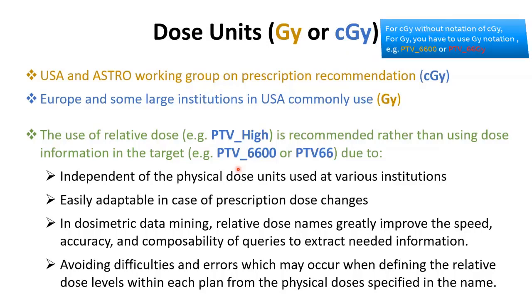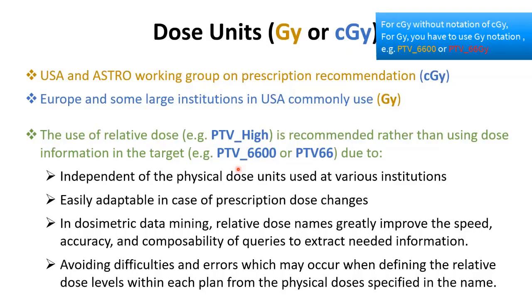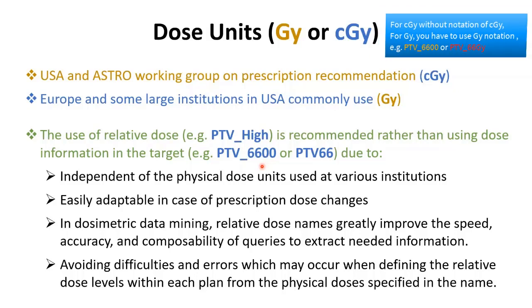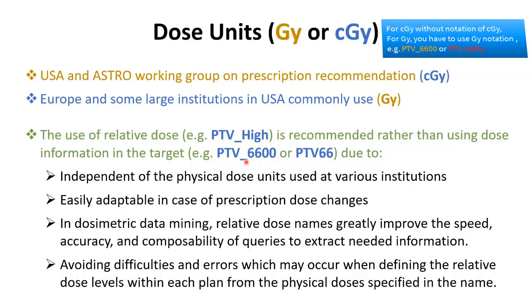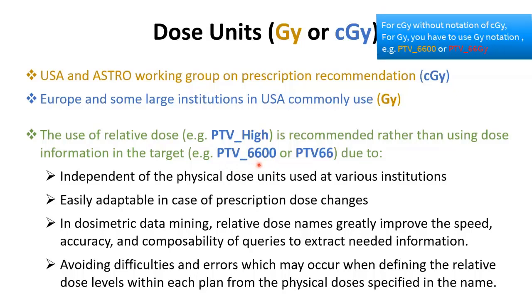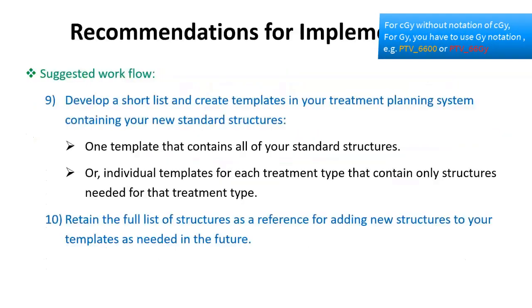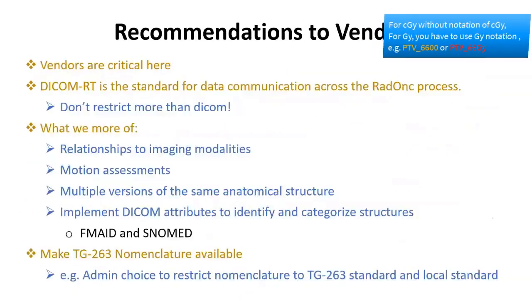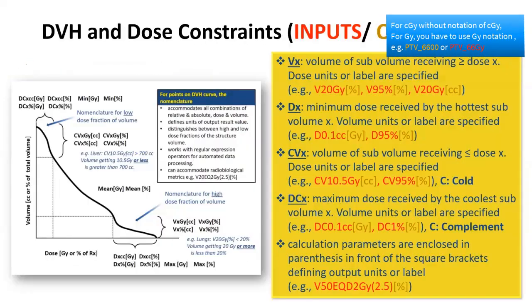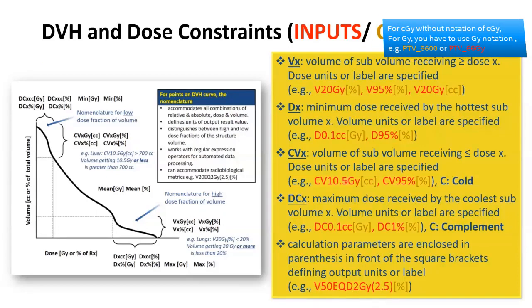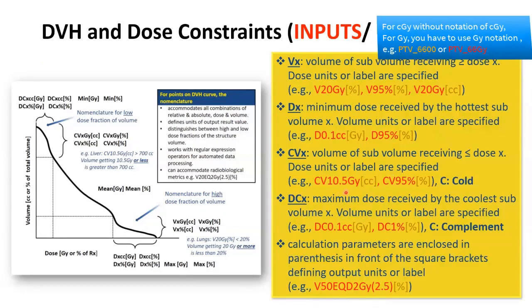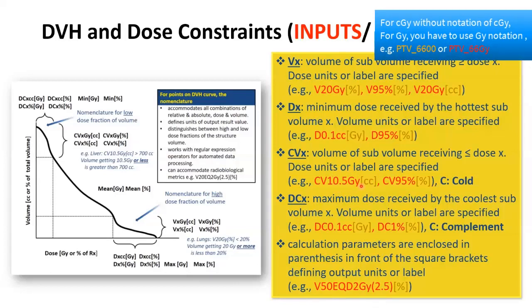Yes, sure. As Dr. Omid mentioned, the report allows you to use gray or centigray in your definition, but in the structure, you can type the dose like this, PTV 66 and so on. But in the way you get the information, maybe I go back here to this slide, it will show better. Yes, this one. If you would like to extract the information, it should be written in gray.